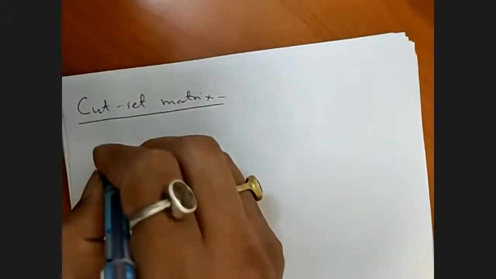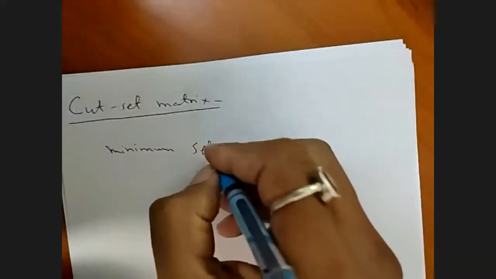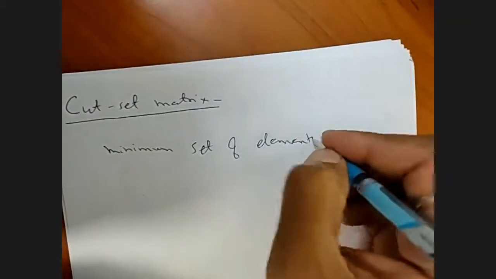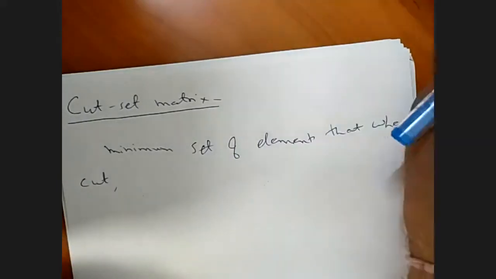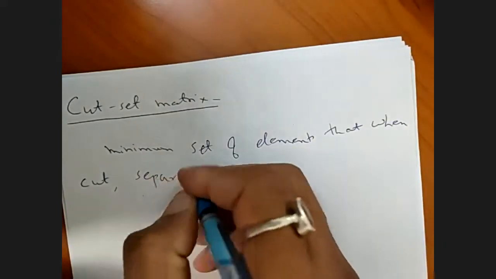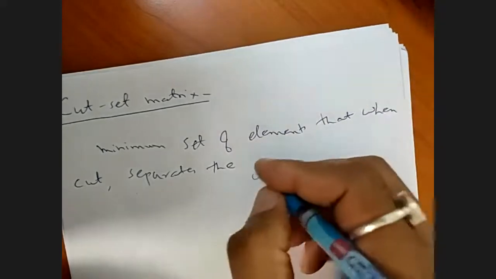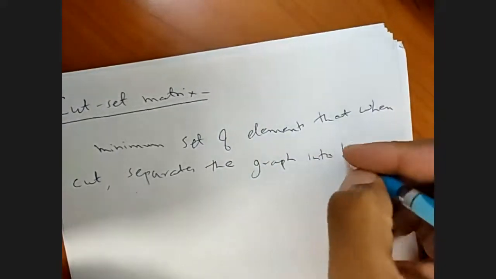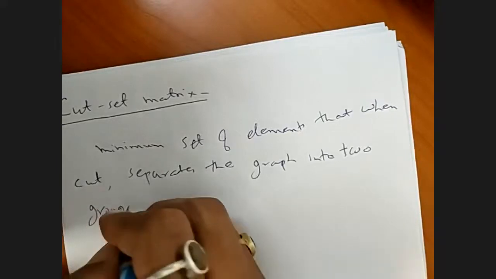So a cut set matrix is a minimum set of elements that when cut separates the graph into two groups of nodes.